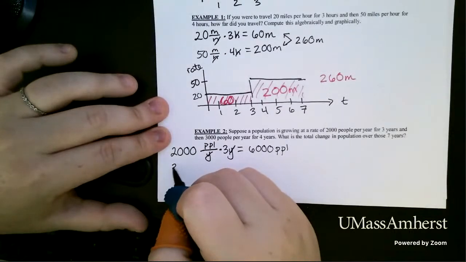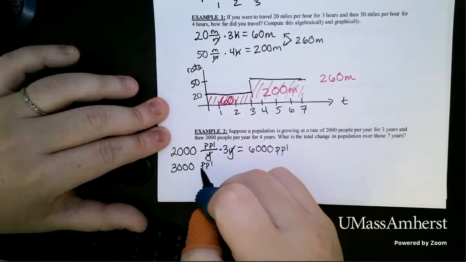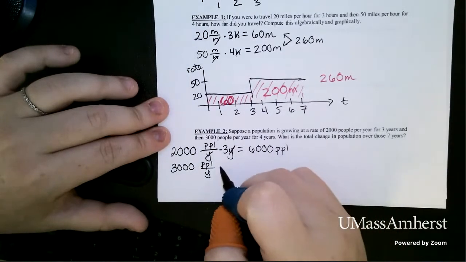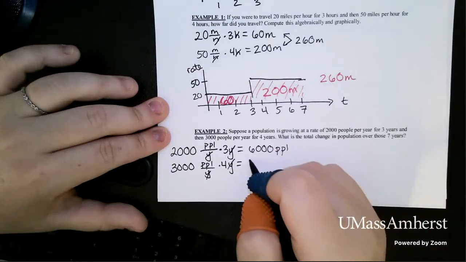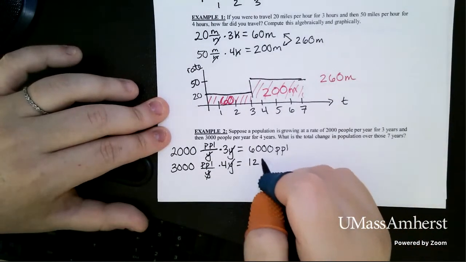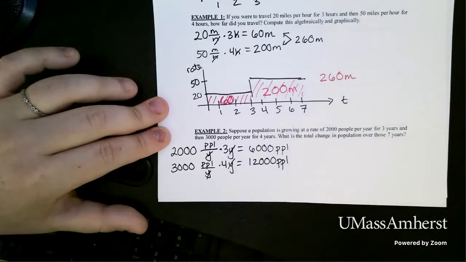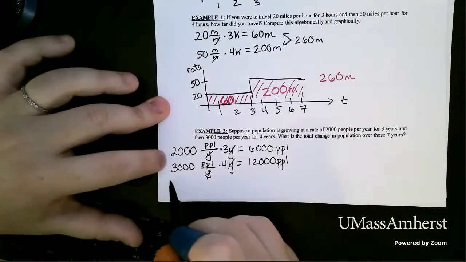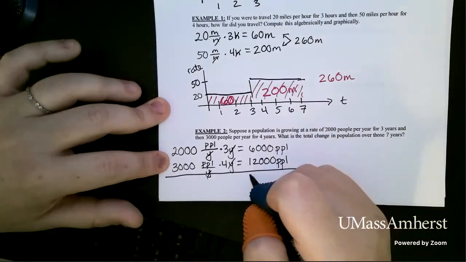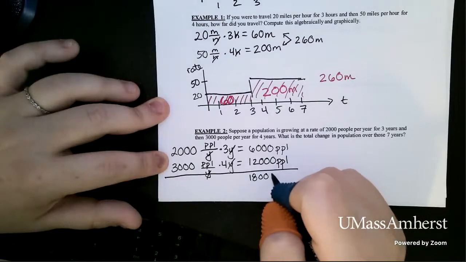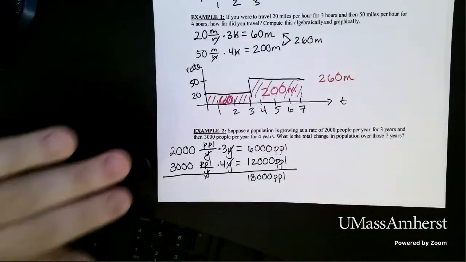So then we get even more people. So 3,000 people per year for the next 4 years. Again, the years are going to cancel. We're going to get 12,000 people. Okay. And since both of these happened, we need to add that up. So 6,000 plus 12,000 gives me 18,000 people.